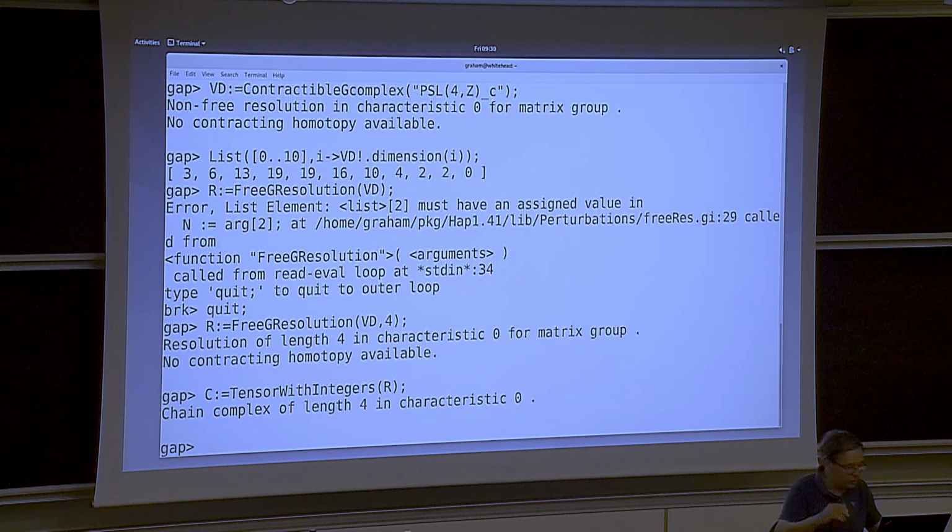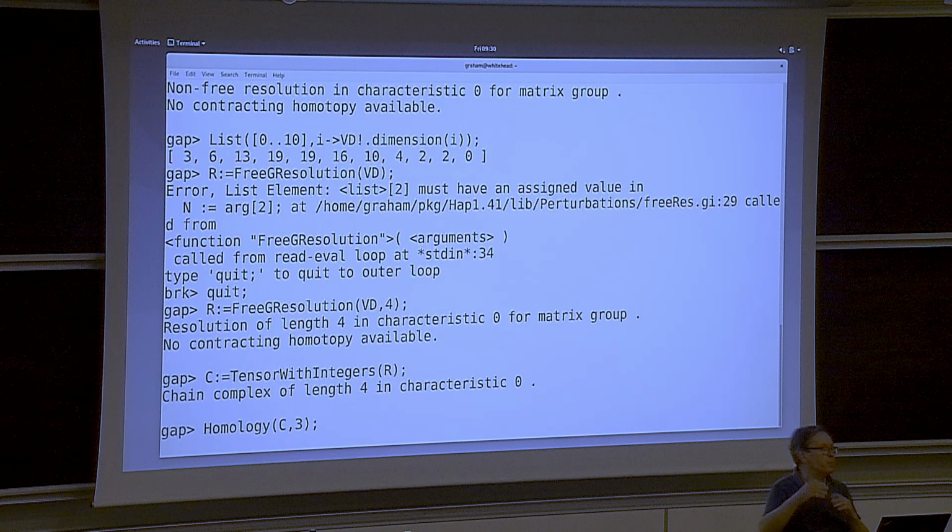And I won't bother making it smaller. I'll just go for it. Let me try to calculate the integral homology of PSL4Z in degree 3. Now it will actually have to do some computation because everything's implemented in a lazy fashion. Now it's going to have to construct some boundary maps and things in order to do any calculation. I did this morning and it did complete.